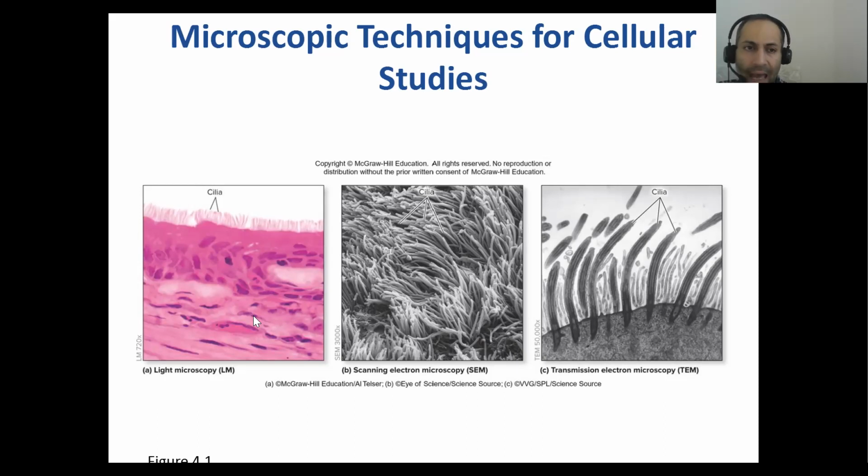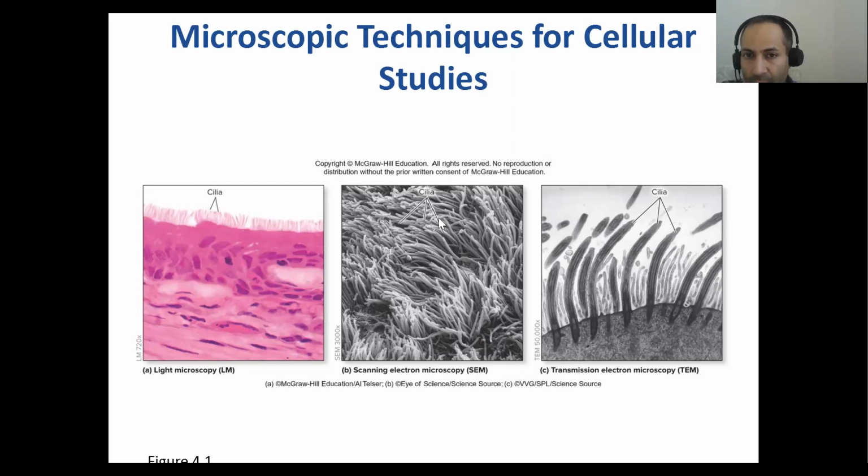Now let's take a look at the similar tissue, only this time you're looking at it under a scanning electron microscope. So this gives you a two-dimensional picture, right? So now you can see the cilia in much greater detail. It almost looks like grass on a prairie or something, right? Like waving about in the wind. So it's much more detailed, as you can see.